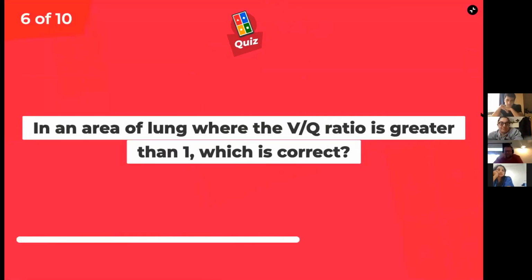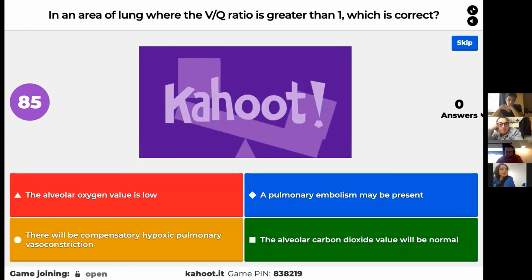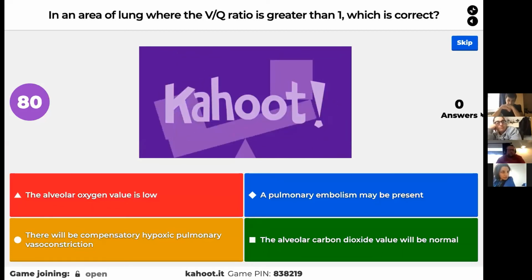So, question 6. In an area of the lung where the VQ ratio is greater than 1, which one of these is correct? And this is, again, partly what Joe has been talking about.